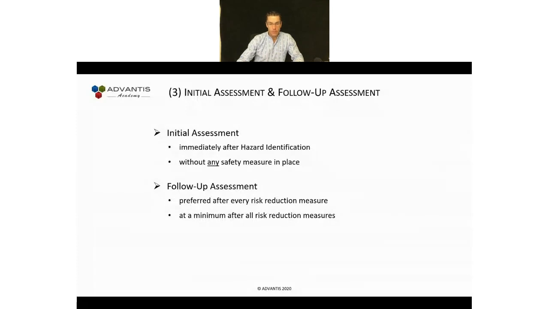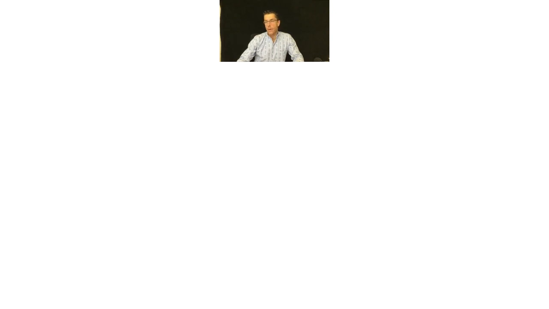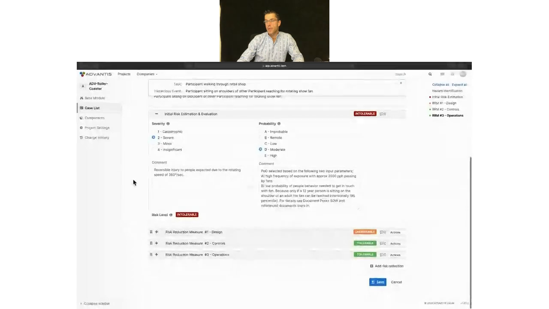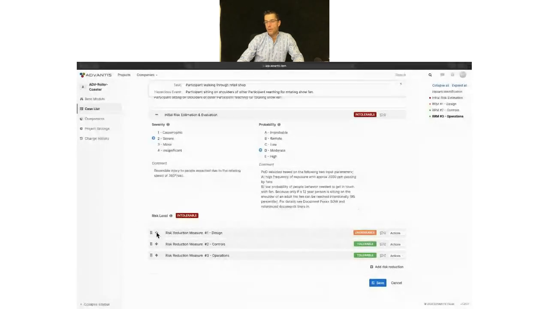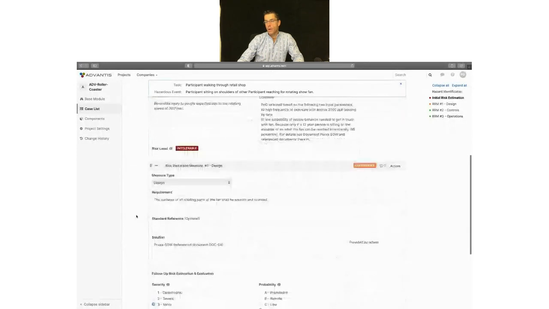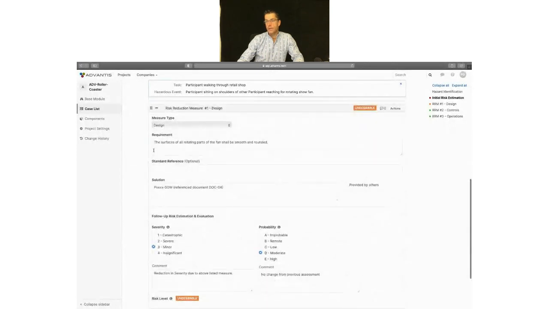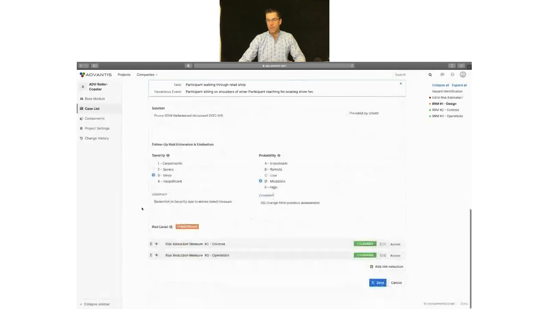So, all right, switch you back. I'm going to get better at this. Switch you back to the example that we have with our rotating fan. So we have this initial one here. The first risk reduction measure is of design, and basically what we decided is that the surface of all rotating parts of this fan shall be smooth and rounded. Okay, that's fine.